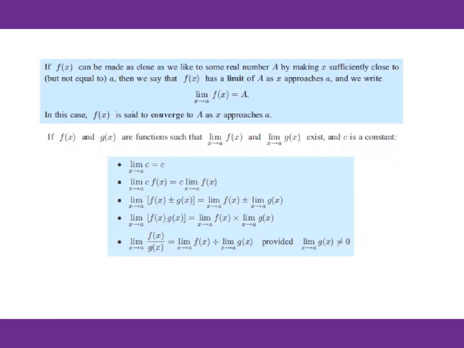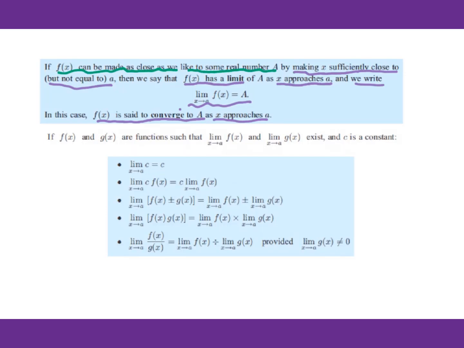This video is about limit. Here is the informal definition for limit. If f of x can be made as close as we like to some real number a by making x sufficiently close to but not equal to a, then we say that f of x has a limit of a as x approaches a. We write this. In this case, f of x is said to converge to a as x approaches a.